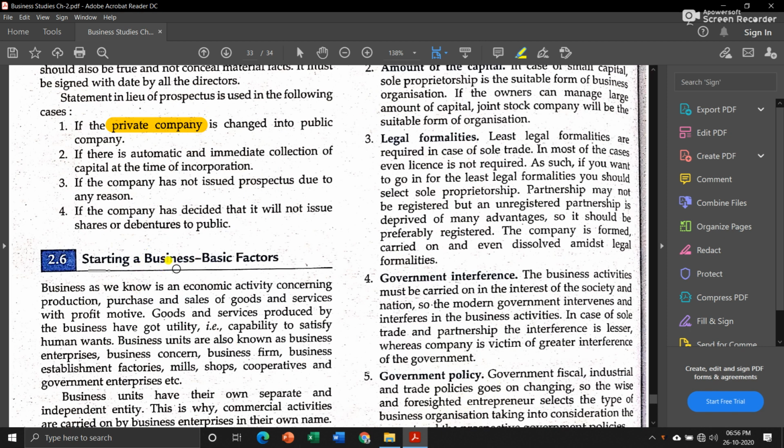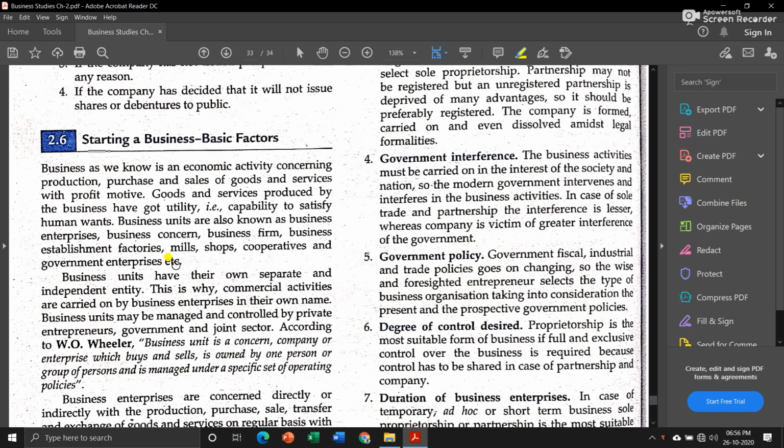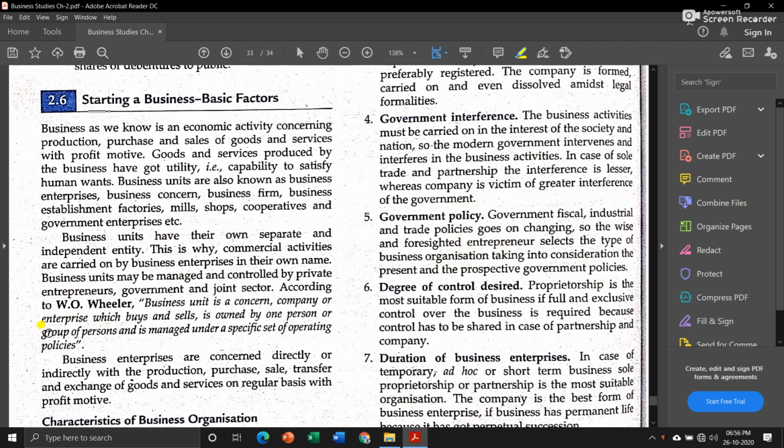Now, for starting a business, what basic things do you have to keep in mind? Let us discuss that one. But first, let us see.